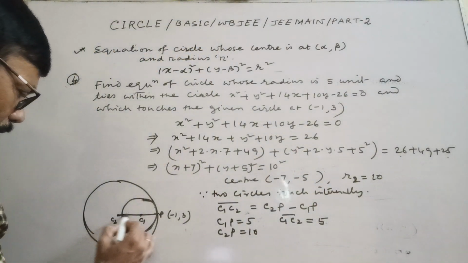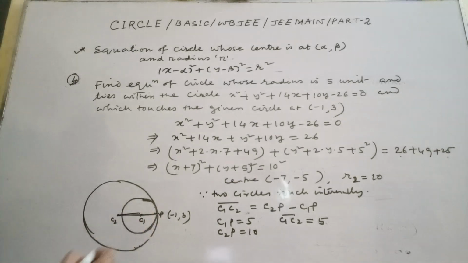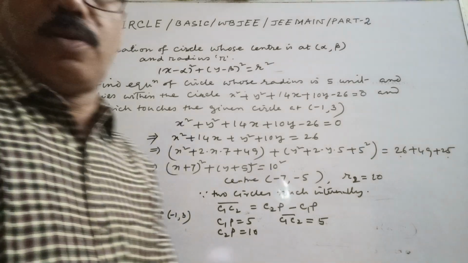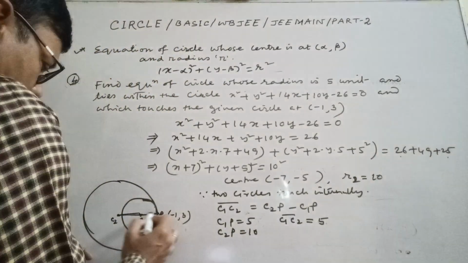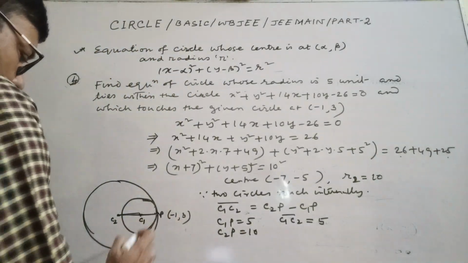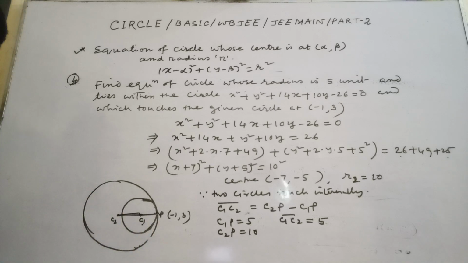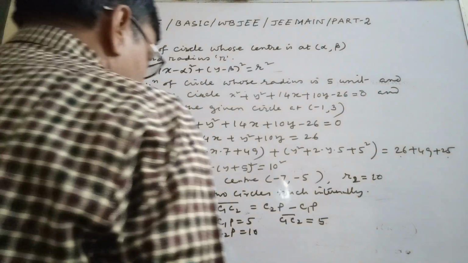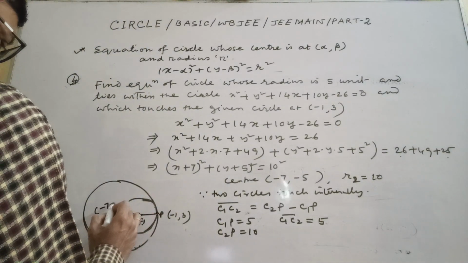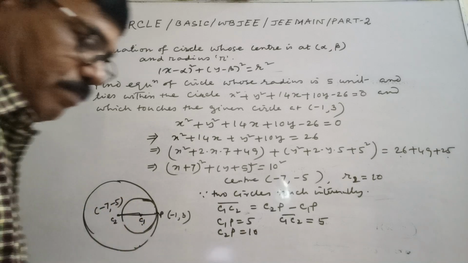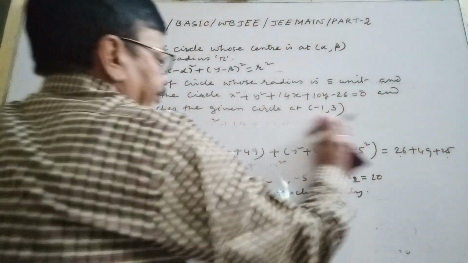So this one is 5, this one is 5. From the figure, look, C1C2 is 5 and C1P is 5. So C1 is the midpoint. Now what is the coordinate of C2? C2 is minus 7, minus 5. Now this is to be noted.